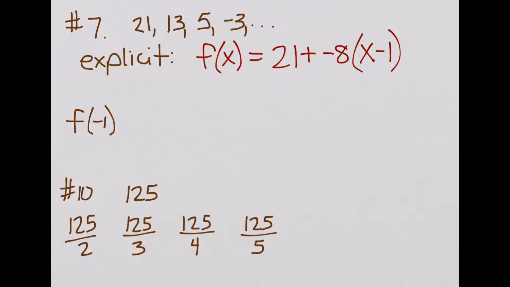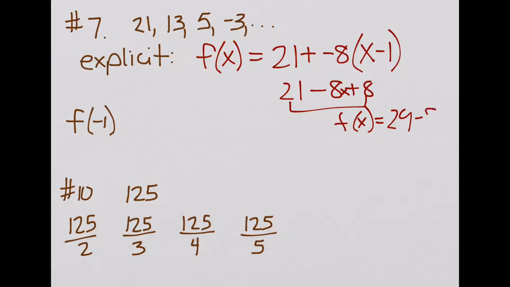If you would like a better answer, you can simplify and distribute your negative 8 and then combine some like terms. So 21 plus 8 is 29. So f of x equals, oh, there's an x there. Oh, goodness. 29 minus 8x. And again, I don't really care if you just come up with the good equation or the better equation, as long as you can use it as a tool to find f of negative 1.